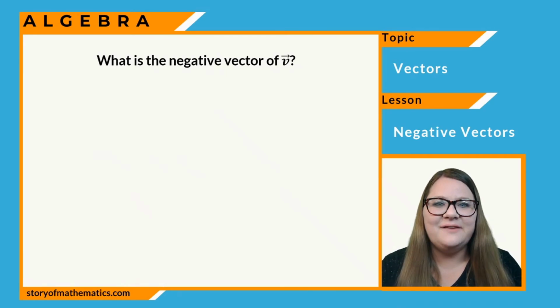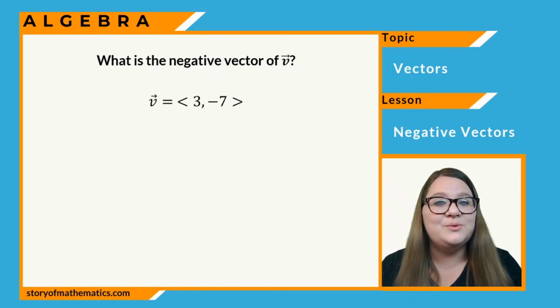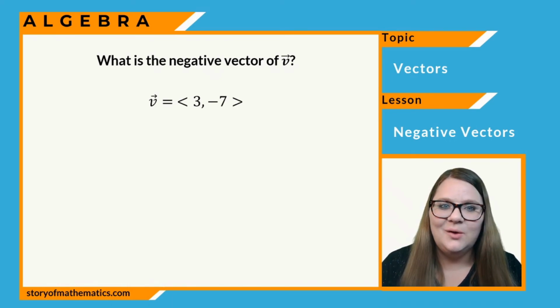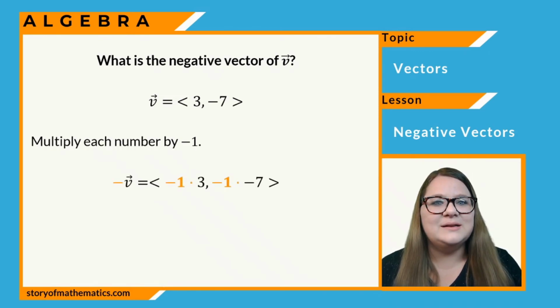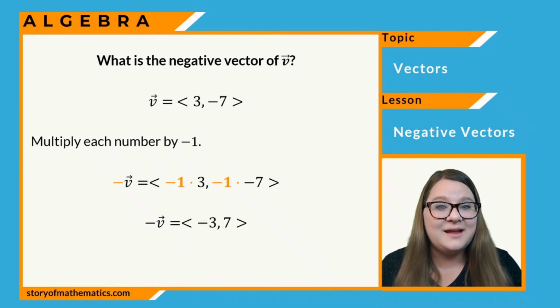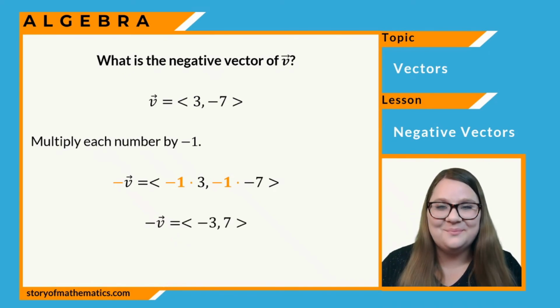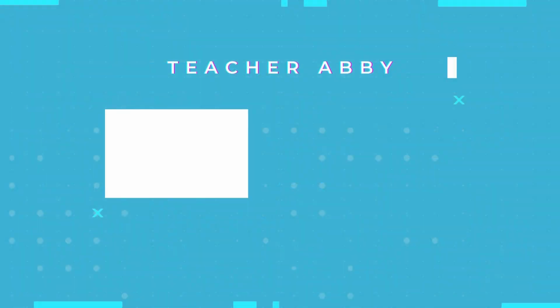Now, let's see if I can do this again. What if I want the negative vector of v when it's equal to ⟨3, -7⟩? Well, I'm still going to multiply each number by -1. I'm going to do -1 times 3 and -1 times -7. This gives me that negative v is equal to ⟨-3, 7⟩. And that is how you work with negative vectors.